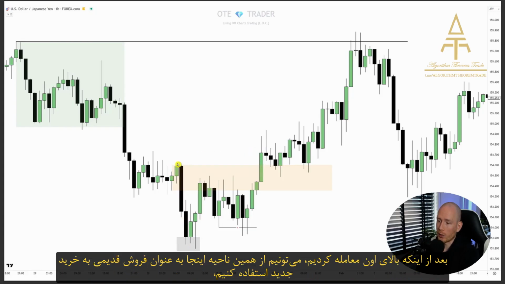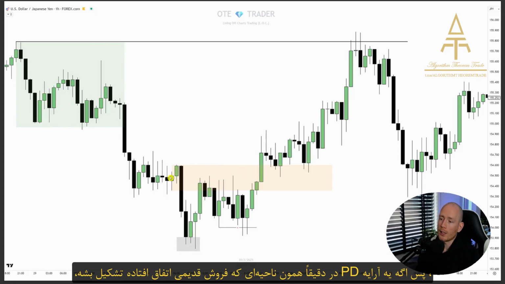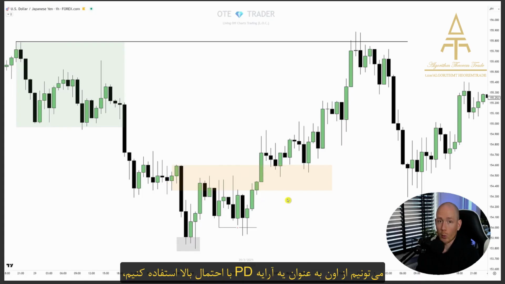Then once we trade above it, we can use the same area over here as an old selling into new buying. So if there's a PD array formed in the exact same area where old selling occurred, then we can use that as a high probability PD array.